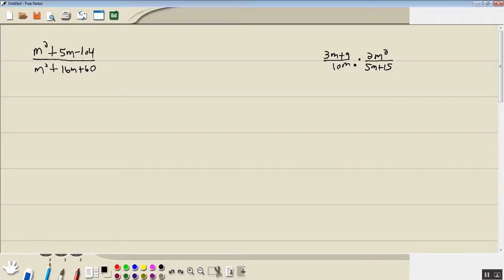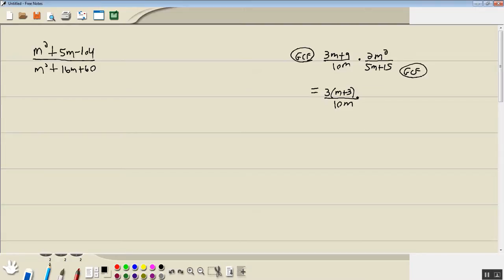Looking at these problems, first I'll start with the second one here. Now, this is multiplying rational expressions, and what you have to do first is factor everything. I can factor a GCF out of the top here, and I can factor a GCF out of the bottom here. So I factor out a 3, and that gives us m plus 3.